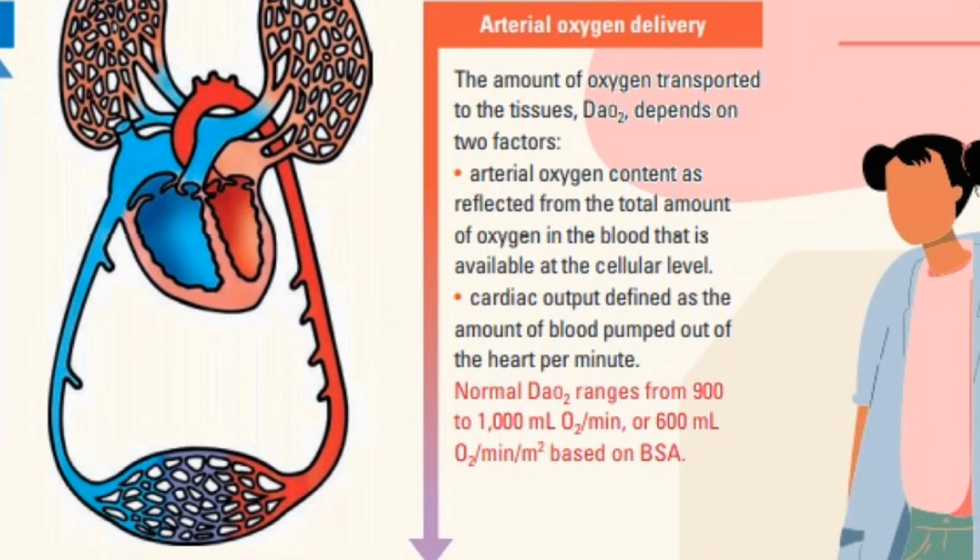So, arterial oxygen delivery. The amount of oxygen transported to the tissue depends on two factors: number one, the arterial oxygen content, as reflected from the total amount of oxygen in the blood that is available at the cellular level, and number two, the cardiac output, defined as the amount of blood pumped out of the heart per minute. So normal DaO2, or the arterial oxygen delivery, ranges from 900 to 1000 ml of oxygen per minute.